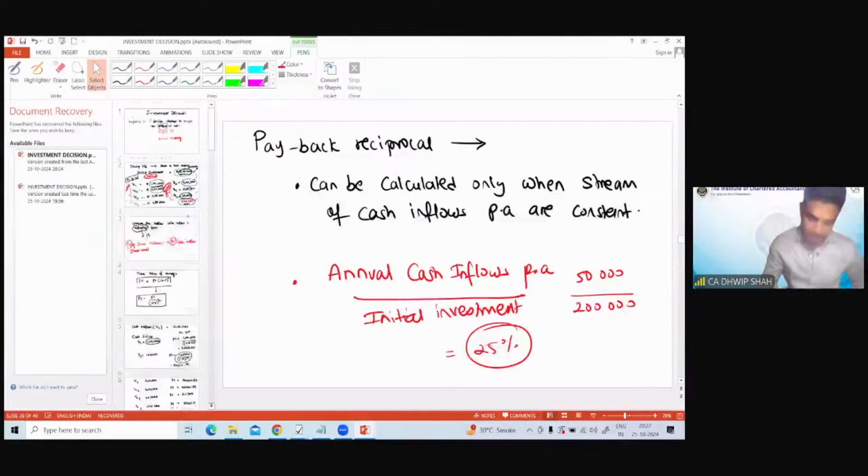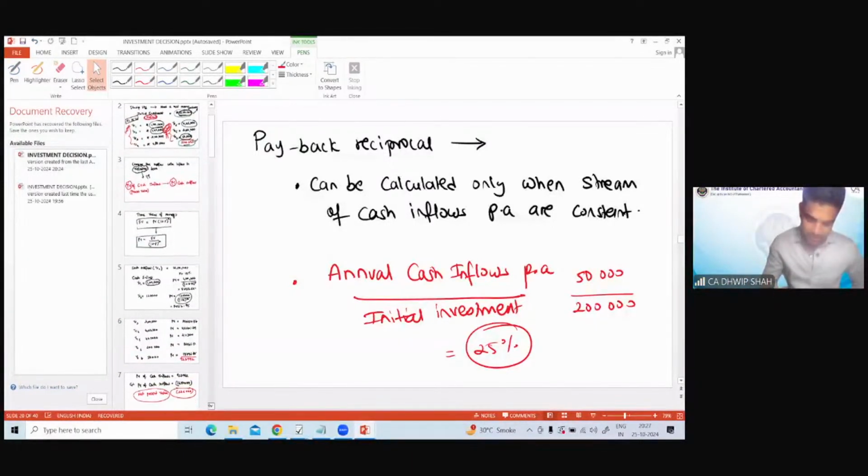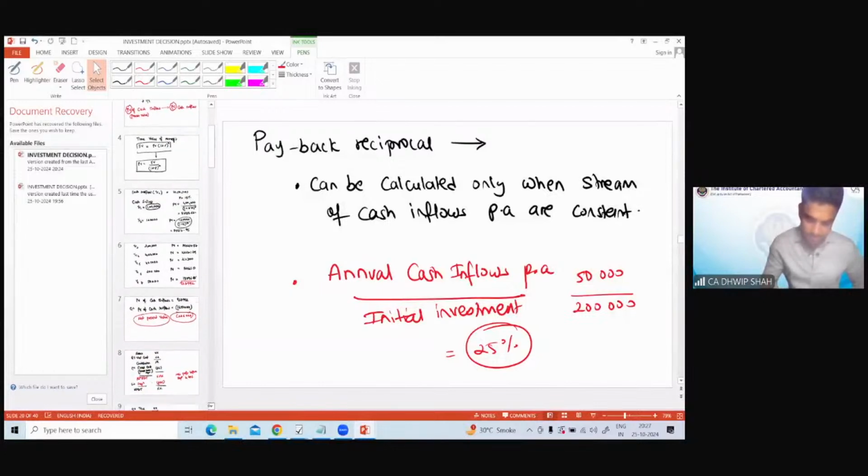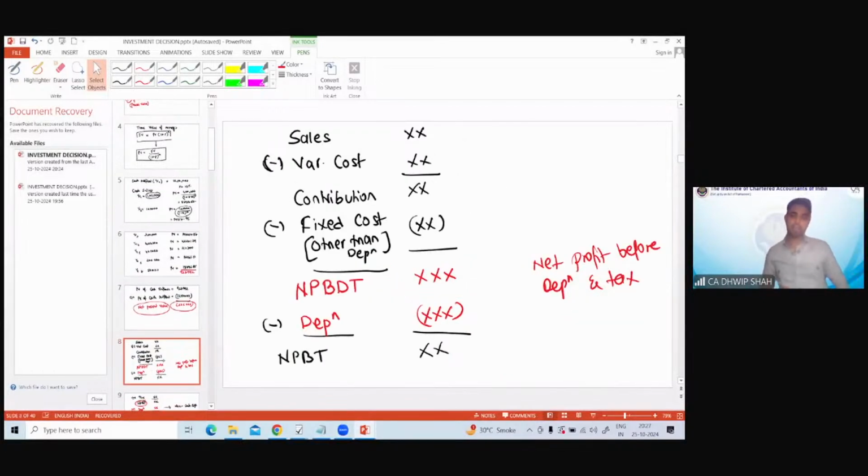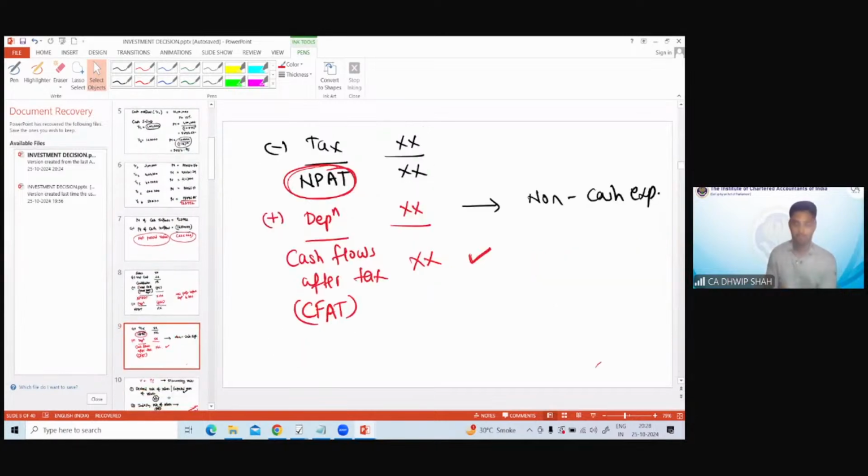After that, we learned how to calculate cash inflows when it is not given in the question. For that, we saw the entire format of the income statement starting from sales. So now the question may give you any variable. They may give contribution, or they may give earnings before tax. We are able to solve now because we know the entire format.